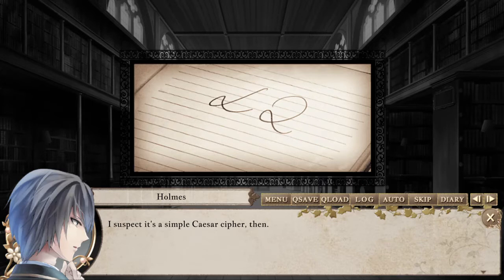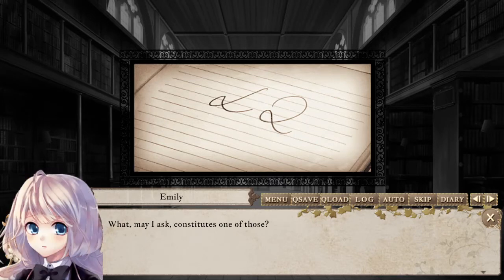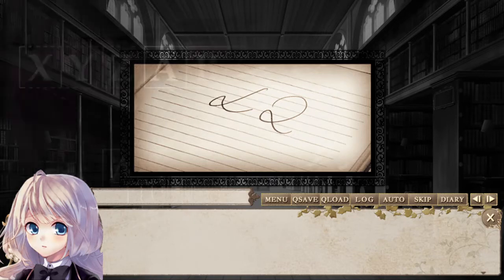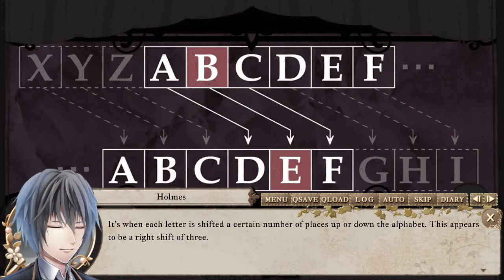Is that an L? Man, I can't read. It could be an L, it could be a D. What, may I ask, constitutes one of those? I like that we're helping Watson and Holmes is still here.